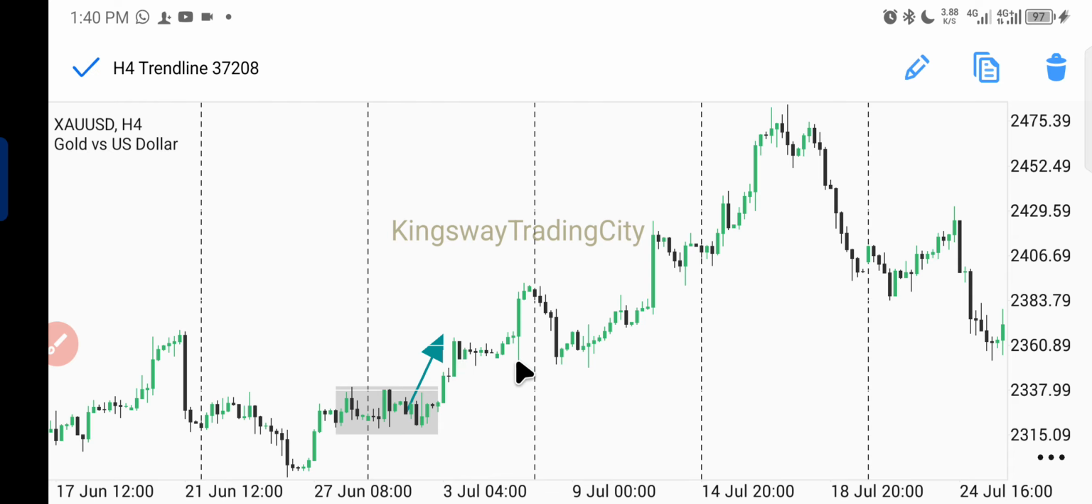We retrace here. We don't violate this low. But this push to the upside violates this high. We get a deep retracement. This low is still being kept intact. Okay? You see all these massive rejections here. The lows are still being respected, but the highs are being easily violated. We are in an uptrend.